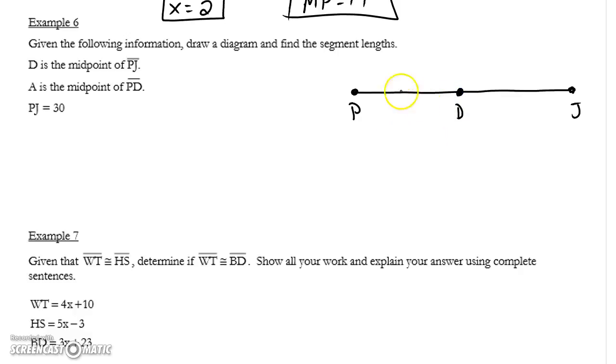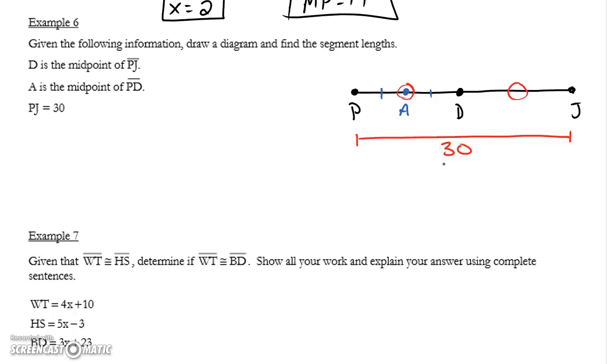Now, it's trickier here because I'm going to have this next step. A is the midpoint of segment PD. So I'm going to put A here and mark that as the midpoint. Notice I didn't mark D as the midpoint yet, because it's a little bit trickier to do that when I have this point A here as well. So to mark D as the midpoint, I might do something like this, circle point A, and then just put a circle here. Now I'm showing that I have D as a midpoint. And they tell me that segment PJ, this entire thing, is 30.